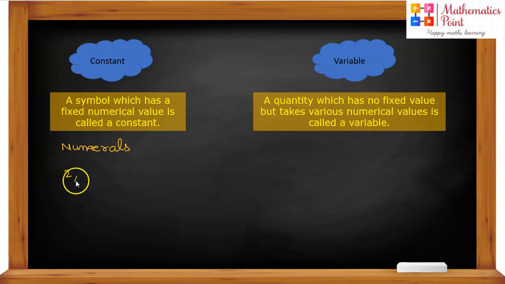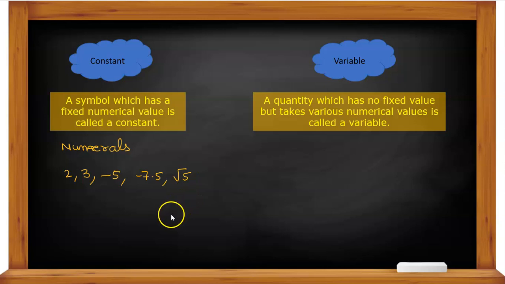For example, 2, 3, say -5, right? -7.5 or like √5. They all are constants. And what is a variable? A quantity which has no fixed value but takes various numerical values is called a variable. Variables are generally represented by letters or alphabets.